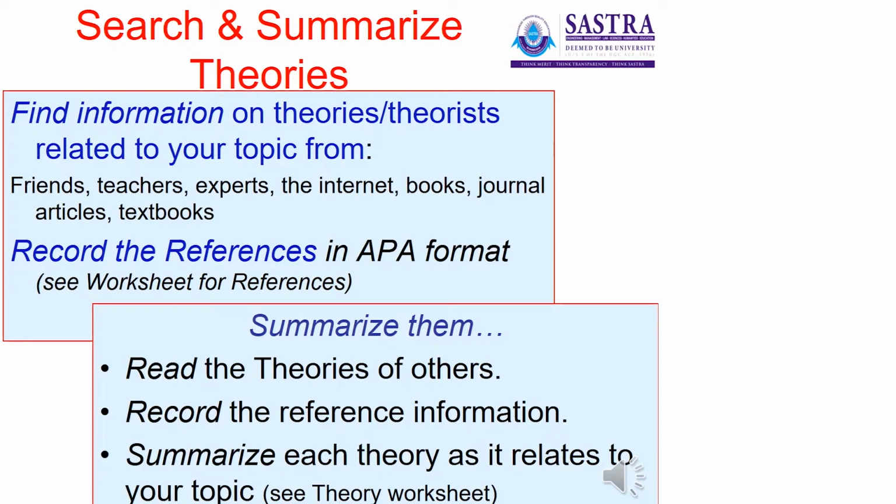So we were explaining the process of summarizing the theory. First step, read the theories of others first. As I was earlier mentioning, as per the APA format, record the reference information appropriately as given in the APA guideline. Next one, summarize each theory, because you will be reviewing so many theories pertaining to your research area.